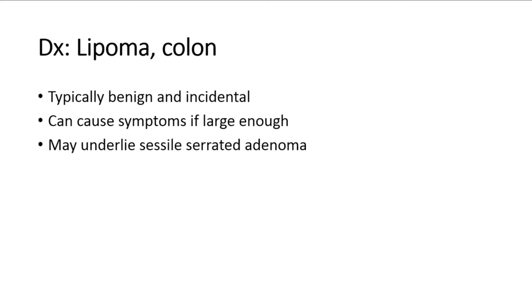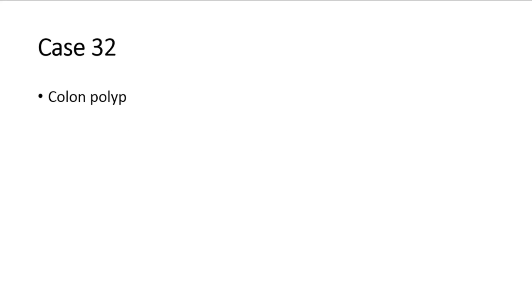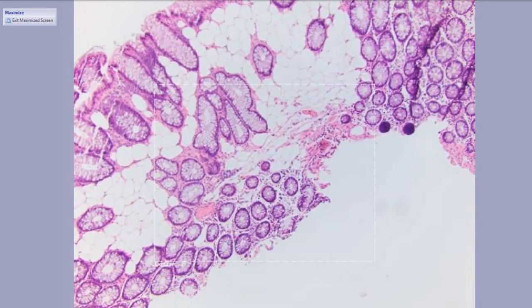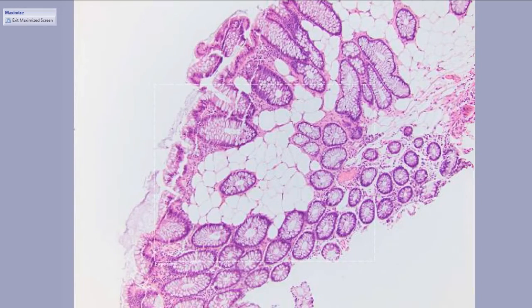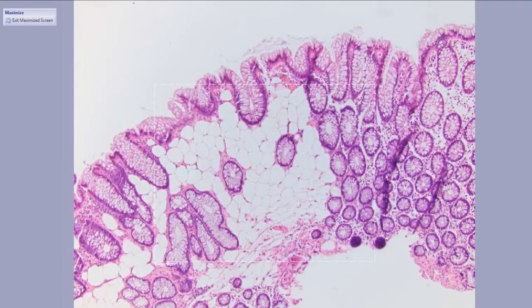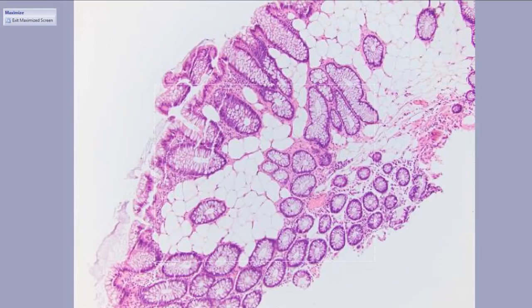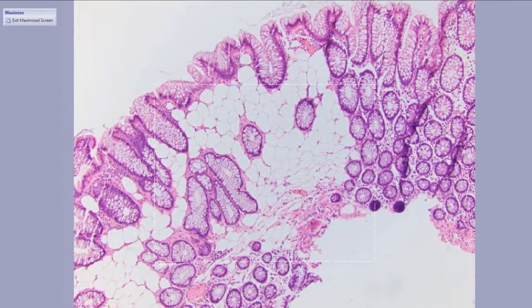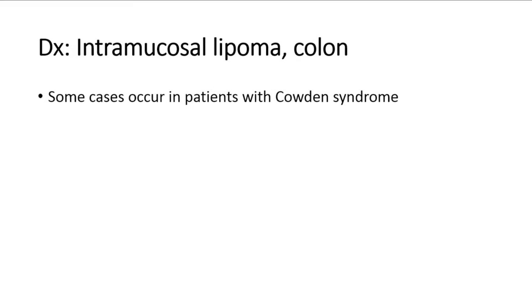There's a couple different types of lipoma of the colon, and most of them don't really mean anything, but this next one might. This was a small colon polyp, and if we look, we've got that benign fat again, but we can tell that rather than being deep in the wall, it's situated in the lamina propria. It's in the mucosa, it's interdigitating throughout the crypts. So we can easily give it the name intramucosal lipoma.